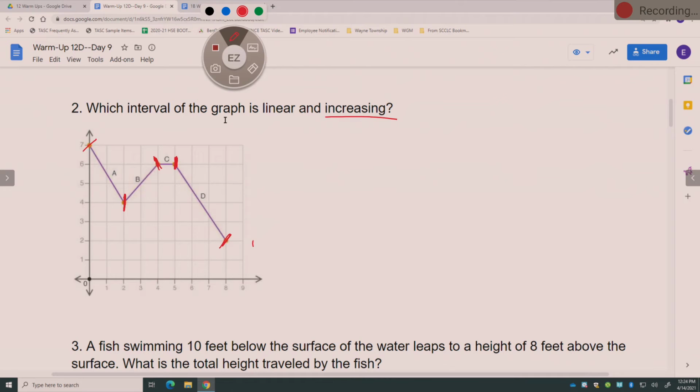Increasing means it goes up as it progresses. So up as it goes to the right. Well, A, we can see, goes down as it goes to the right. So it's not A. B goes up as it goes to the right. C doesn't go up or down. D goes down. So it's B.